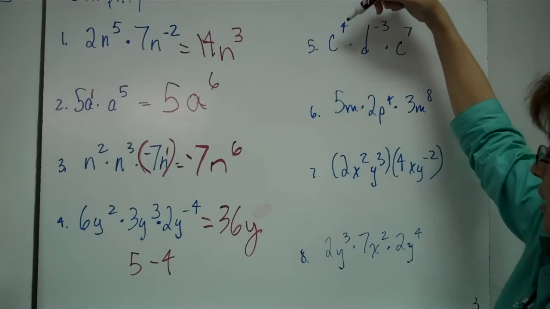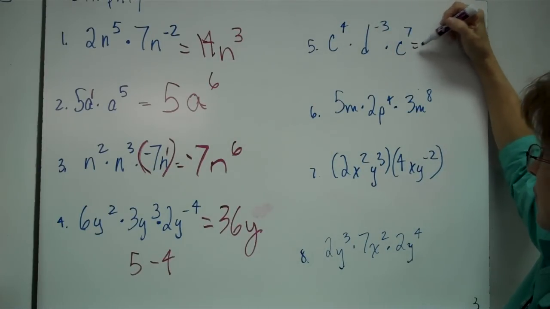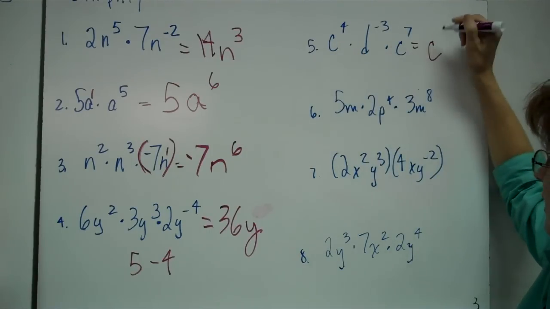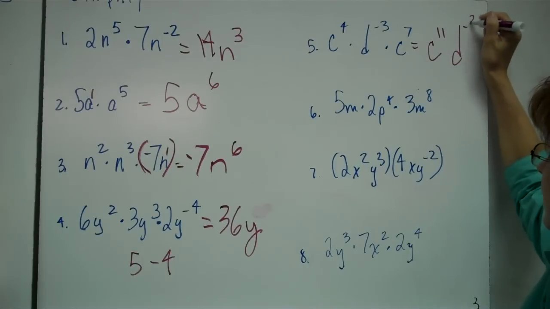Okay, this one. Here I have 2 different bases now, so be careful. My c I can write down because I got 2 of them, and I got 4 plus 7. That's c to the 11th. But the d is just negative 3.